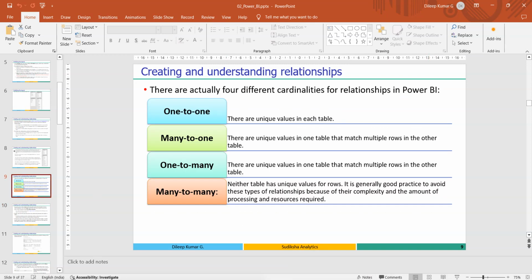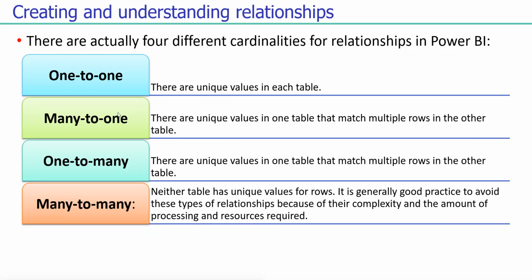And these are the types of cardinalities. Different cardinalities exist in Power BI. One to many means one value is connected with multiple values in another table, then many to one, which means multiple values are connected with a unique value of the other table. So one to many, and then many to many. So there are four types of cardinalities supported in Power BI, and we have seen them.